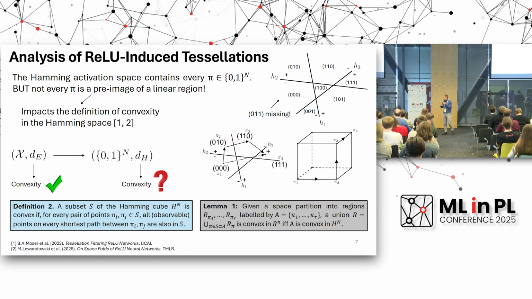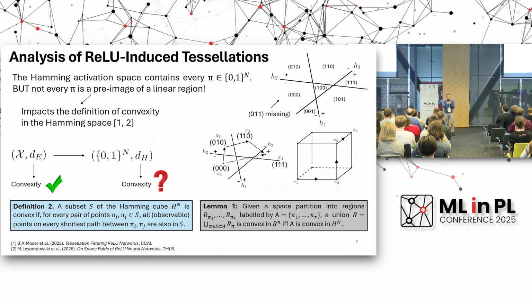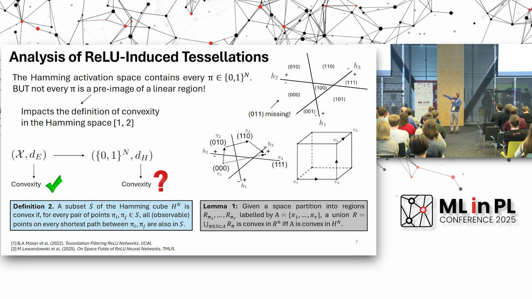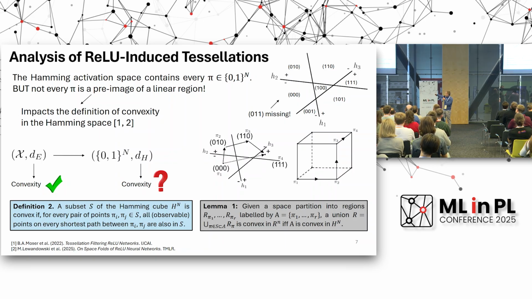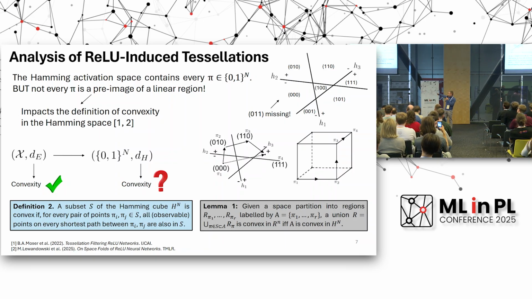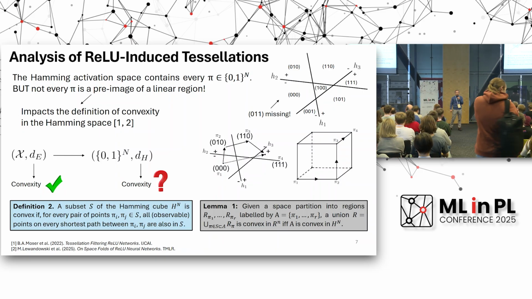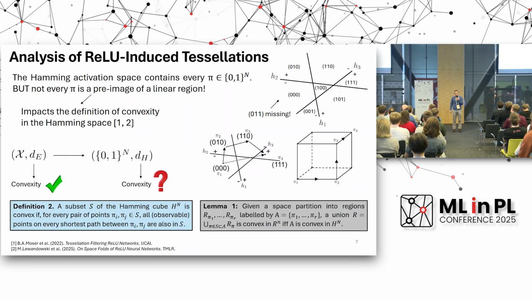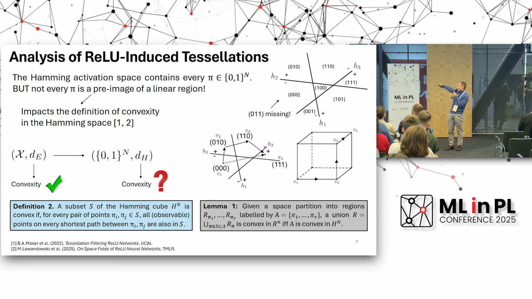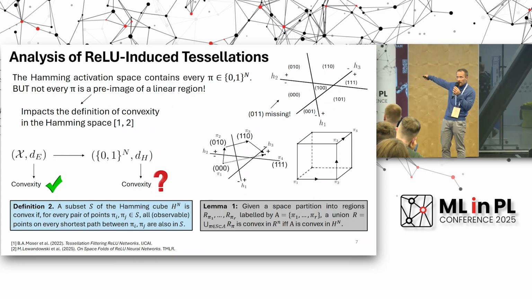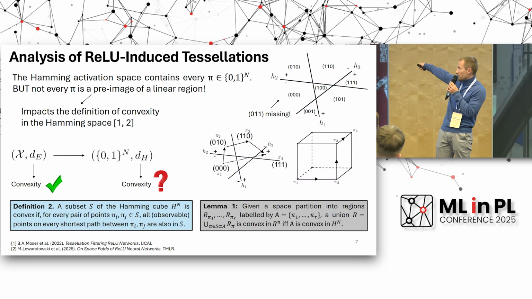And the first idea we had in constructing our measure is a very simple one. Consider a pair of points in the input space and linearly interpolate between them. In some sense, the straight line in the input space is the smallest convex set that we can have in the input space. We then map the straight line from the continuous input space to the Hamming activation space. And by such a mapping, we obtain the sequence of activation patterns.